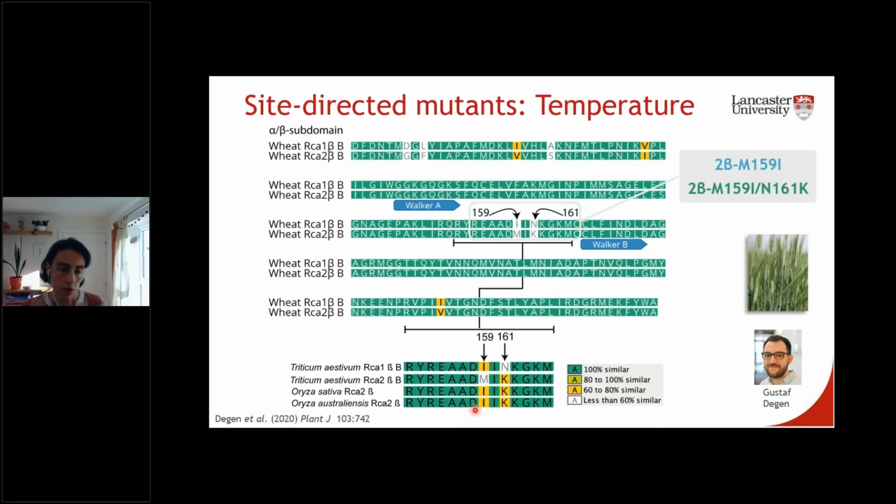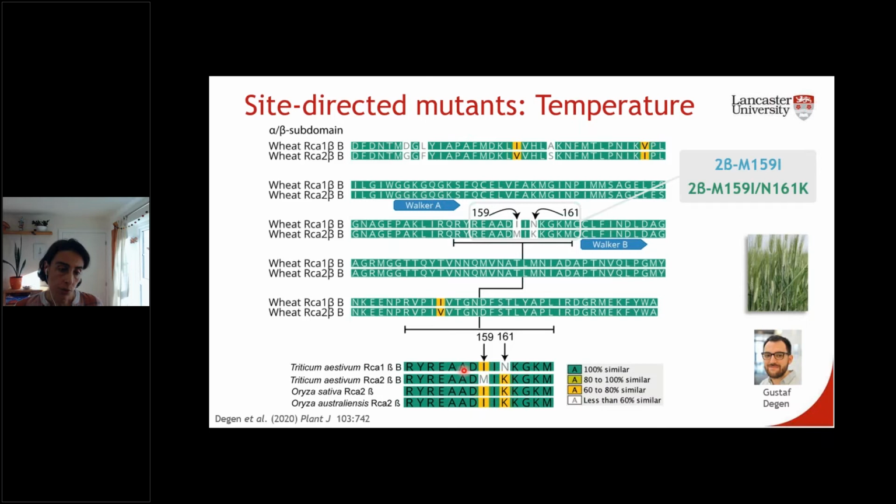And there was one of the residues in particular that is an isoleucine in the more thermal tolerant Rubisco activase isoform, and a methionine in the other one. It's also an isoleucine in wild rice and cultivated rice species, which are adapted to warmer temperatures. So Gustav hypothesized that if he was to change this methionine in the isoform that has a lower temperature optimum to an isoleucine, this would increase the temperature optimum.